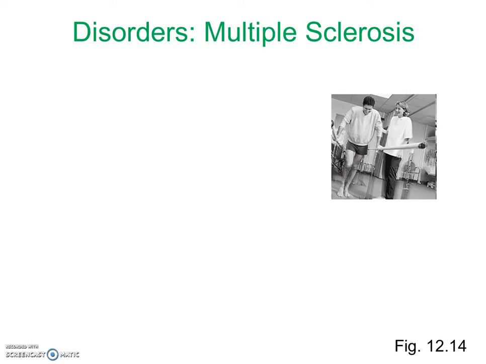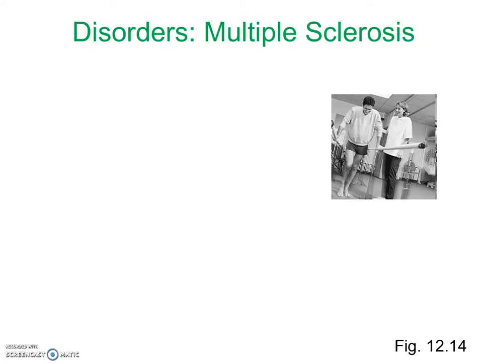Now we're going to discuss some disorders that relate to what we just talked about with neurons. So there's a disorder called multiple sclerosis, or MS. In fact, you probably know of someone who has it or have heard of some of the symptoms of it. So this image here is someone with MS, and some of the things you might see is the person has difficulty walking or controlling their movement.